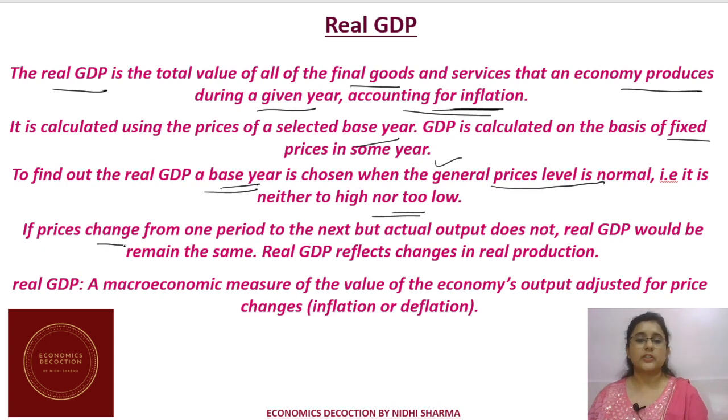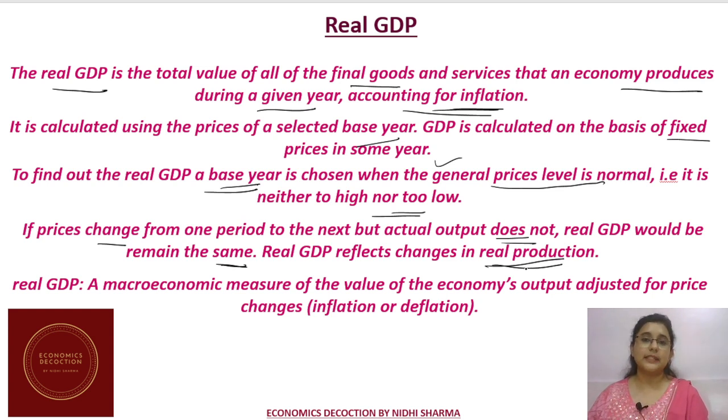If prices change from one period to the next but actual output does not, the prices have changed from one period to another, but the actual output has not changed, then the real GDP would remain the same. So your real GDP is going to remain the same. Real GDP reflects changes in real production. So what does real GDP reflect?